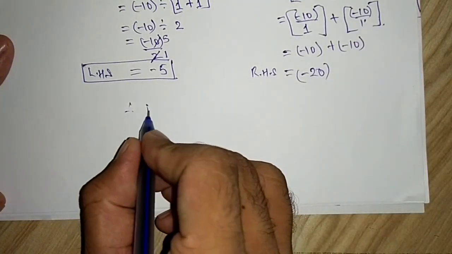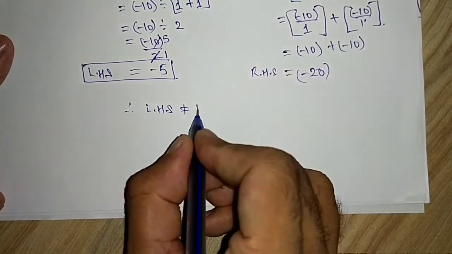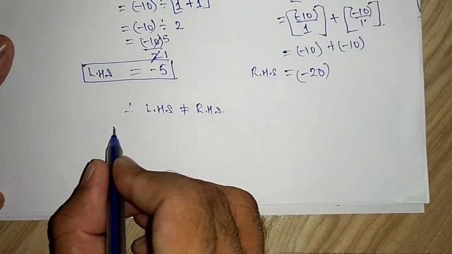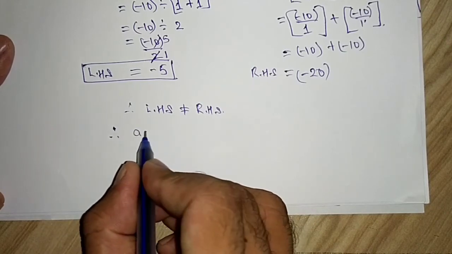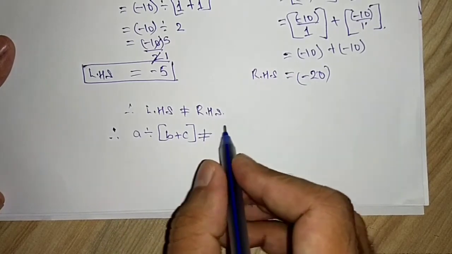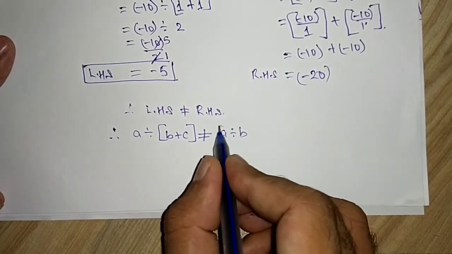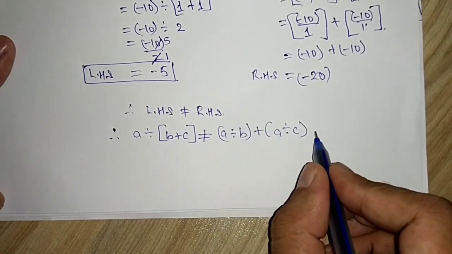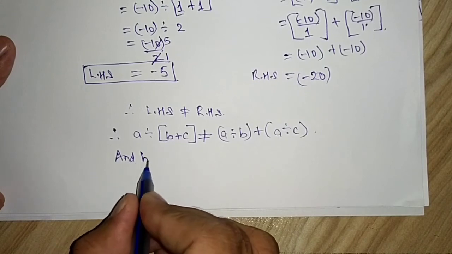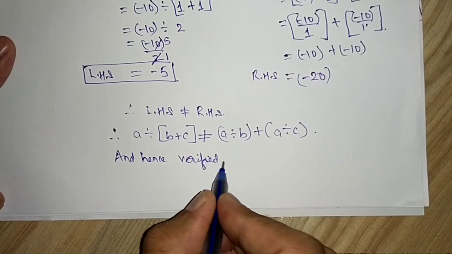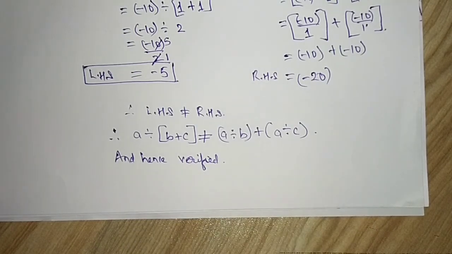Therefore LHS is not equal to RHS. Hence, therefore we will write, therefore a divided by (b plus c) is not equal to a divided by b plus a divided by c, and hence verified. So we have solved the two parts of question number 2.